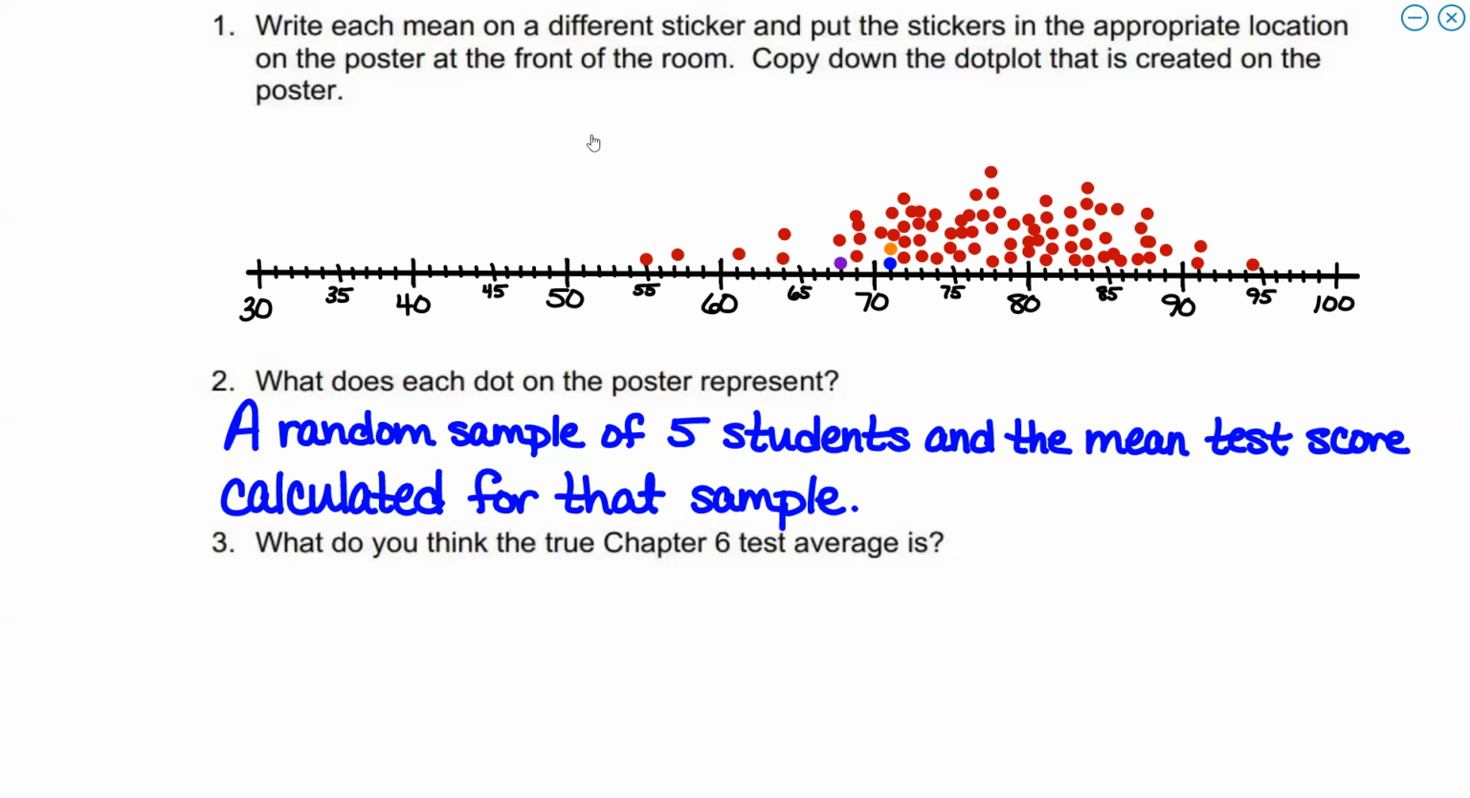Is that convincing? Where's our threshold for convincing evidence? 5%. Are we above or below that threshold? We're above. So is that convincing or no? Not convincing evidence. All right, so I would say no.